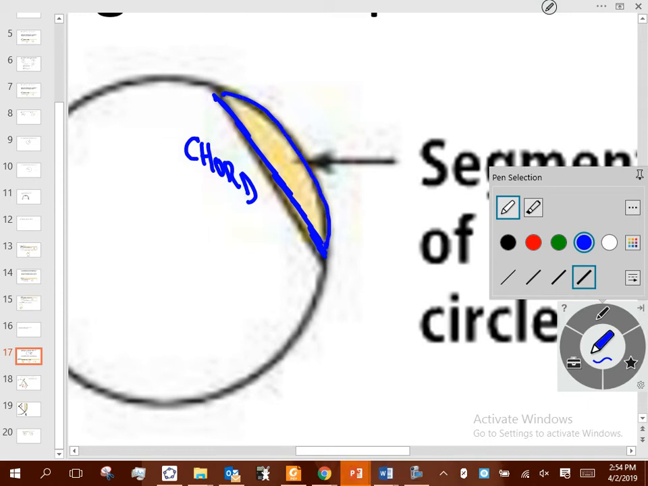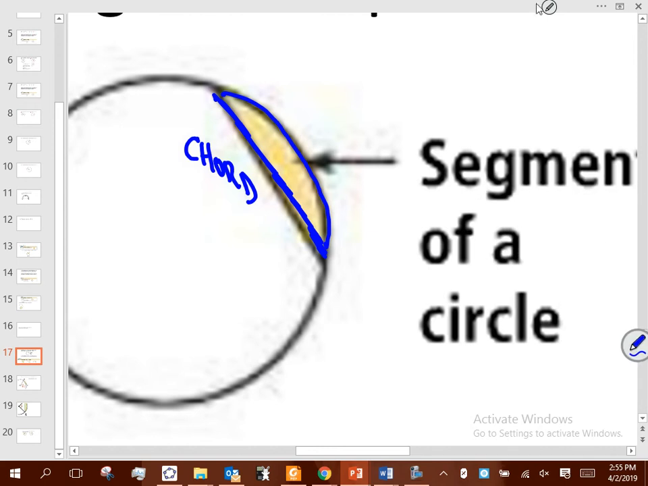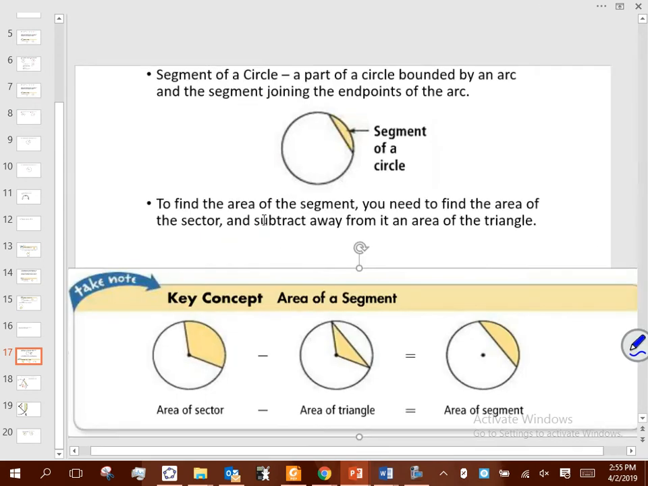Now, those two measurements, there is nothing we can ever do with those two measurements to generate the area of that segment. Okay? So there's no way to generate the area of that yellow using those two values. So we don't have a formula for finding the area of a segment directly. Okay? However, what we can do, and this happens a lot of times, especially when we start talking about volumes, okay, and surface areas.